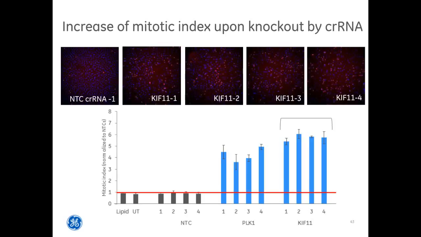So the graph indicates the increase we saw for that phosphorylated histone H3 with our negative controls as well as our positive control genes, PLK1 and KIF11. And the images along the top are the cell images for the KIF11 knockout wells. So the blue stain is the nuclei and the red is the anti-phosphohistone H3 antibody. So again, 4 different designs for KIF11. All showing a very nice increase in the red stained cells that indicates the increase in mitotic index.